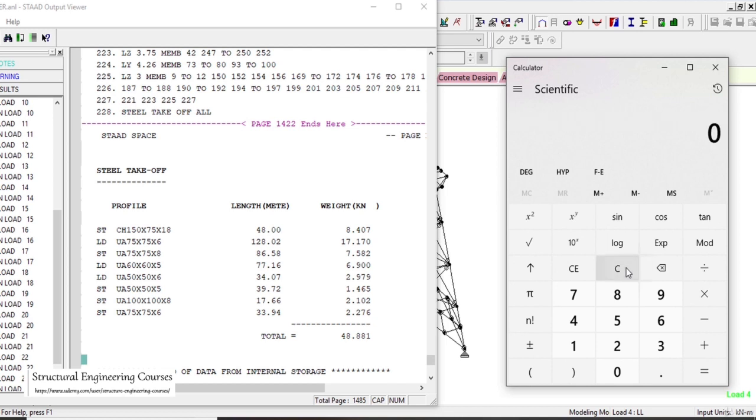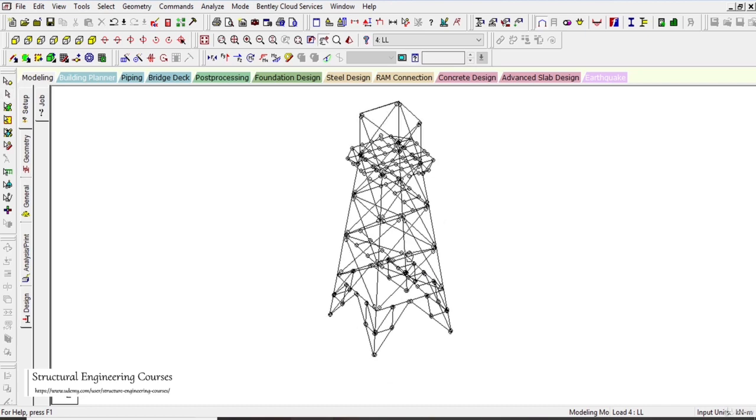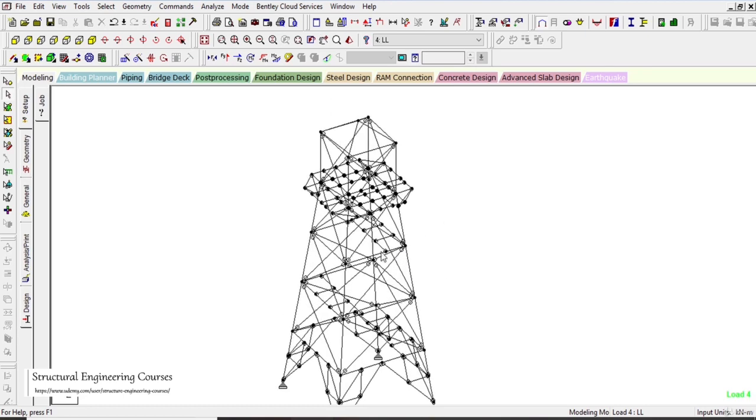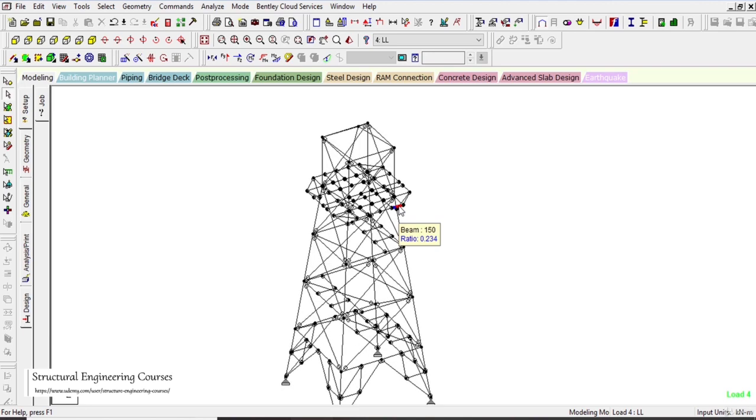In this 5, we should add the connection weight also. That is, we can add 10% of this or 15%, so we can enter 5 plus 0.75. So approximately this watch tower can get constructed with 6 metric ton of structural steel members. But I must say that 6 metric ton is also still very high. You can reduce this weight to approximately 4 metric ton. So we can try various permutations and combinations also. We can change the arrangement also and check where we can have the maximum utilization.